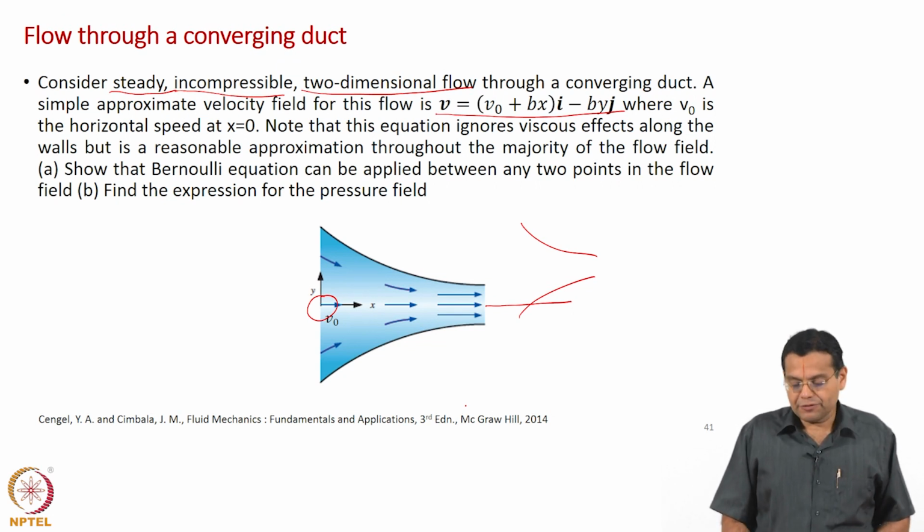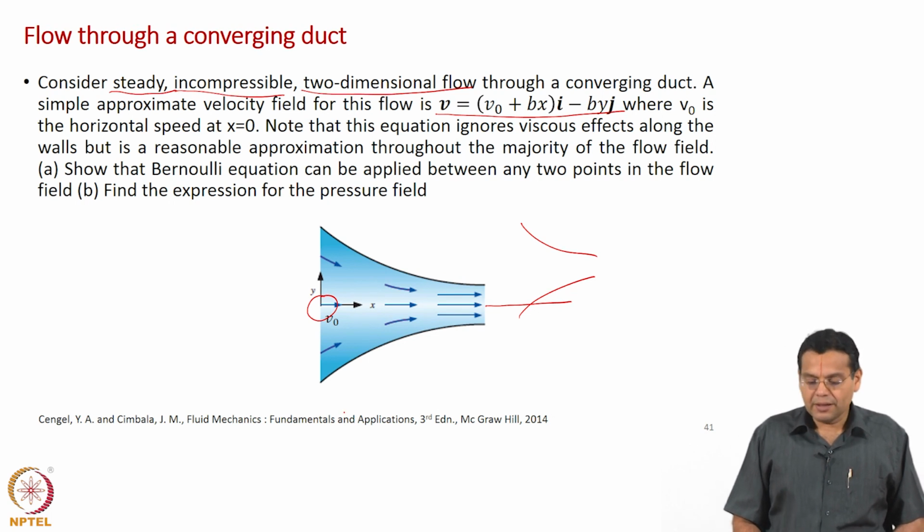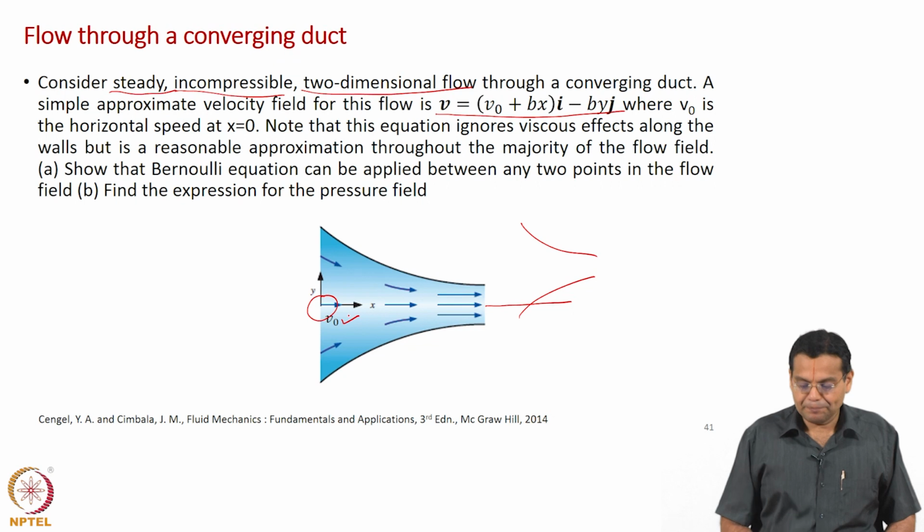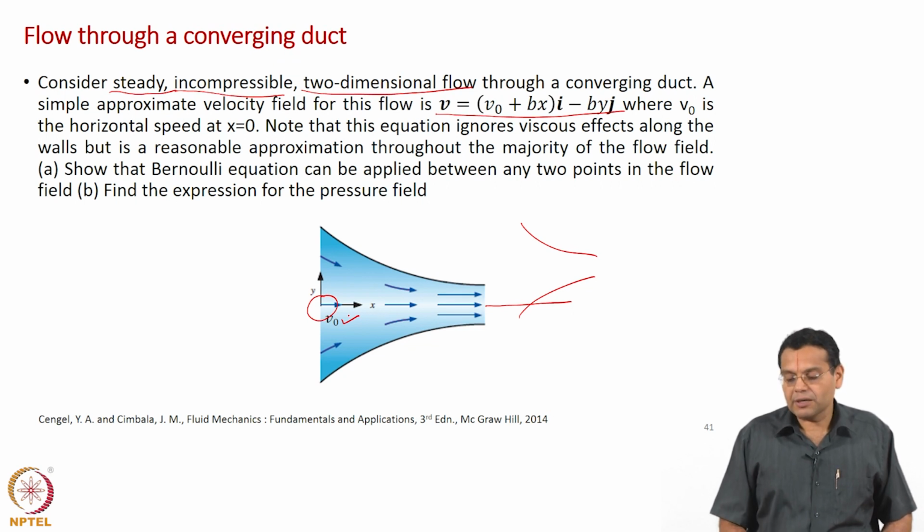And in terms of direction, above the central line, the y component is towards the central line because y is positive, and if you come below the central line, y is negative. So, once again the direction of the y component is towards the central line. That is what this shows. And v naught is the horizontal speed at x equal to 0, and that is what is denoted here. And remember, the y component of velocity is 0 at y equal to 0. So, along the central line there is no y component of velocity. As we have seen earlier, that is a symmetry line.